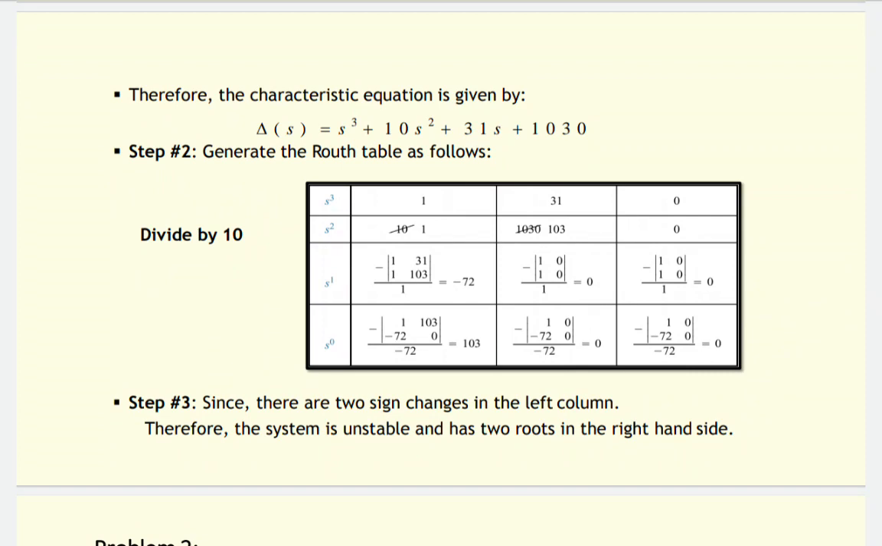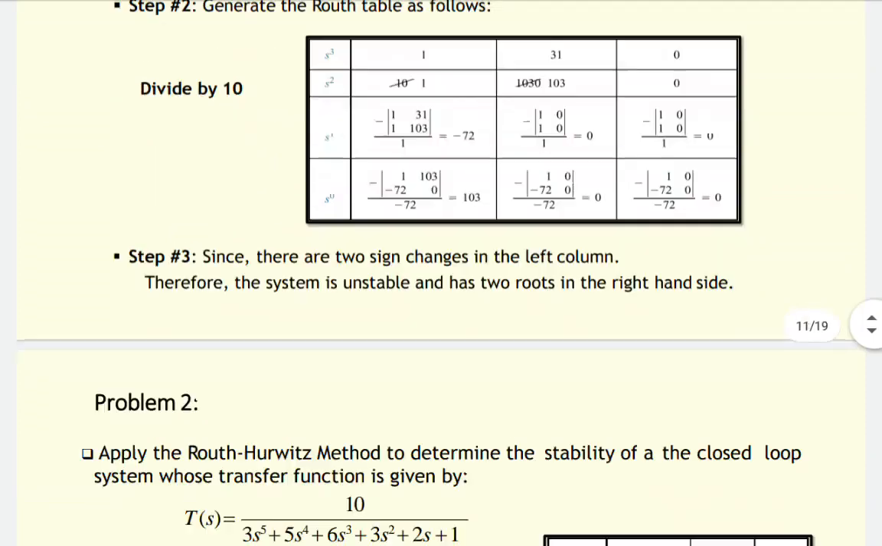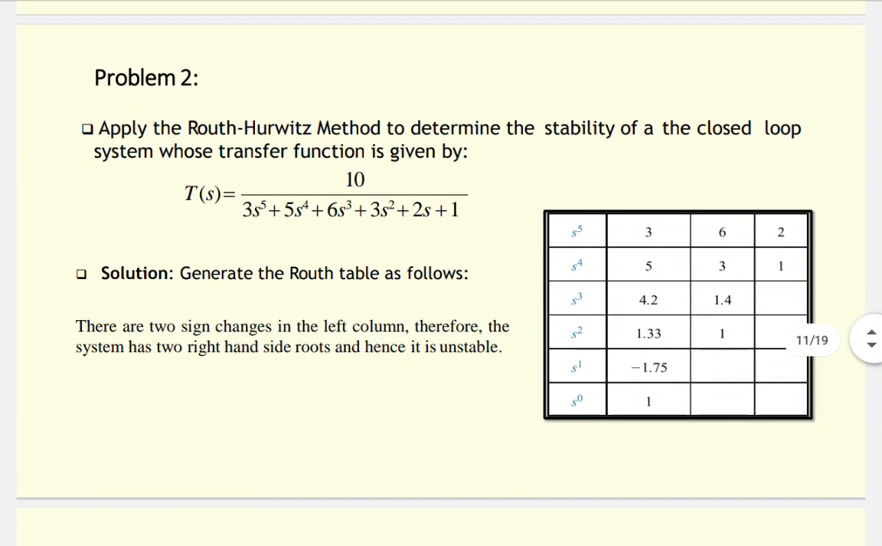That is the intention. So in this occurrence, if I am looking at the first column of the Routh array, two sign changes have occurred. See, from s square row to s to the power 1 row, 1 to minus 72, positive to negative, and s to the power 1 row to s to the power 0 row, minus 72 to 103. So there are two sign changes in the left column. Therefore the system is unstable and has two roots in the right half plane.